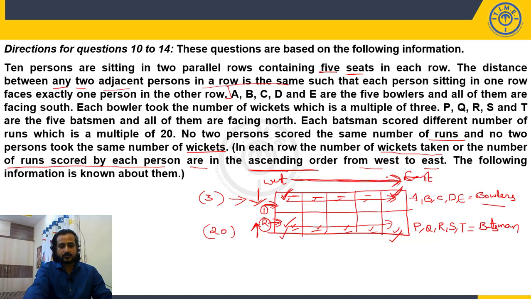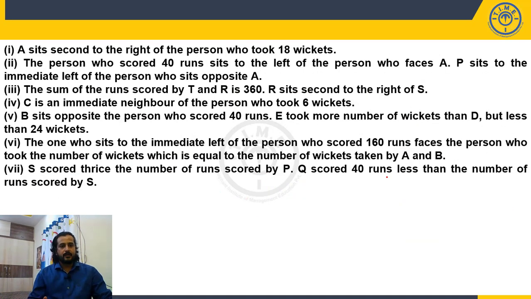Clear? Now move to the next clues. We have been given 7 clues. Let's take part of these clues and we'll see what arrangement we are going to get.